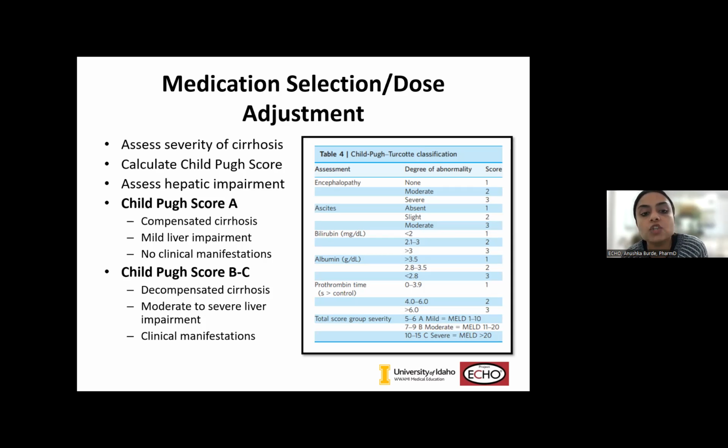Usually a Child-Pugh score of A is when somebody has compensated cirrhosis and mild liver impairment, as I mentioned before, and Child-Pugh score B and C is considered decompensated cirrhosis. And why is this important? Why is it important to calculate the Child-Pugh score or MELD score?